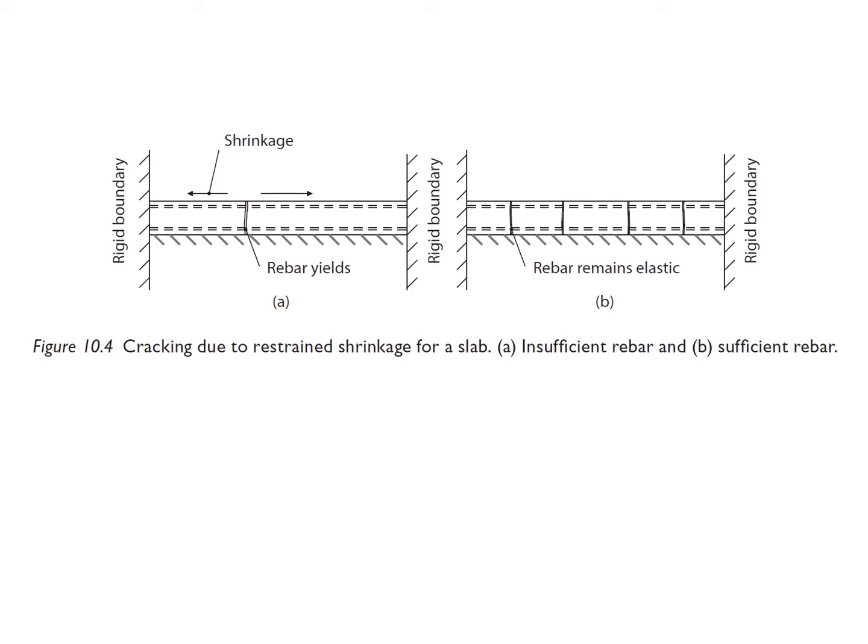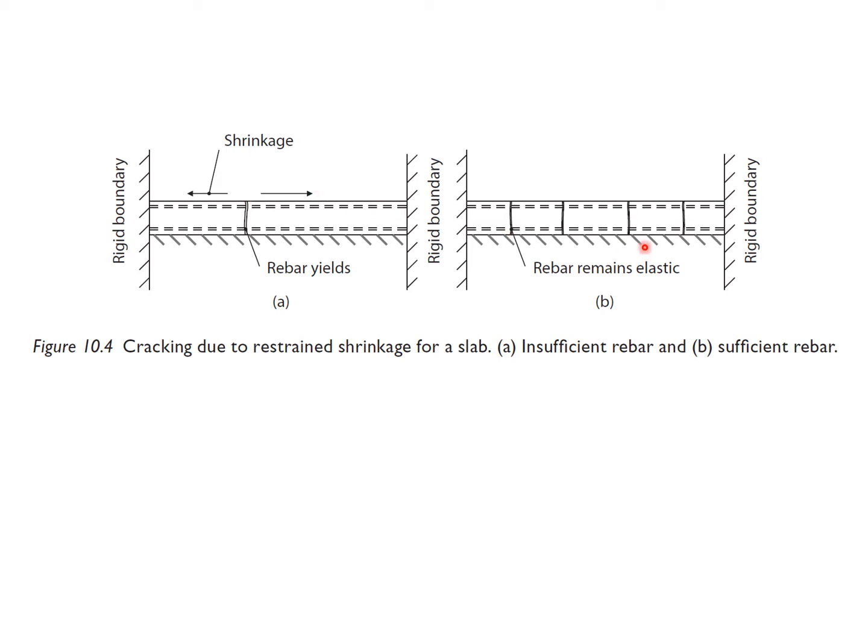On the left hand side here you can see a slab that is cast between two rigid boundaries, and so this is a reasonable approximation of the situation for this design example. Now, if you don't have enough rebar, then a single crack will form. The rebar within that crack will yield because the tensile strength of the rebar is less than the tensile strength of the concrete. Therefore, all further movement will take place in that single crack. And so we will only have one crack form, but it will be a very big crack.